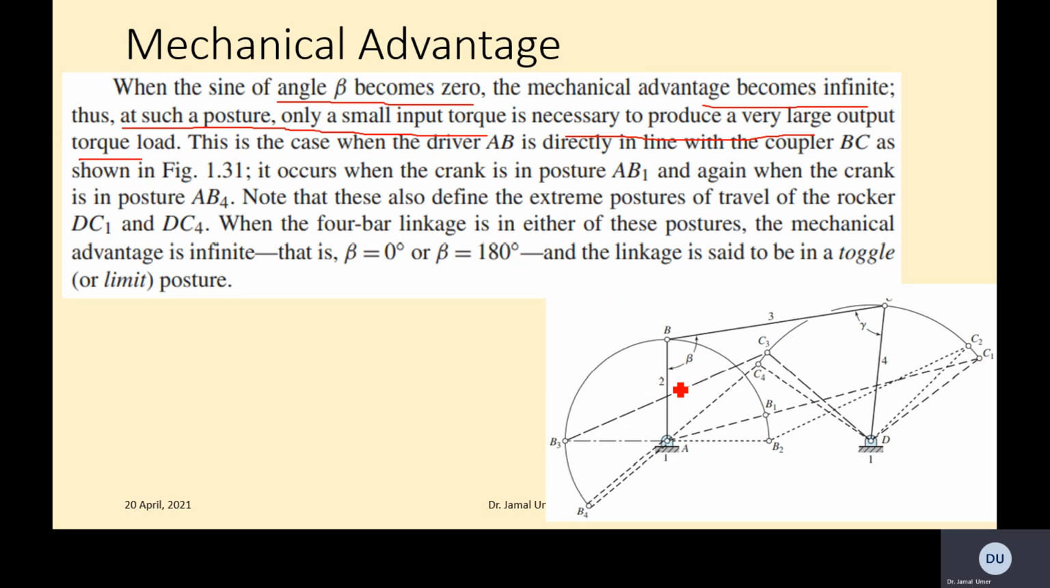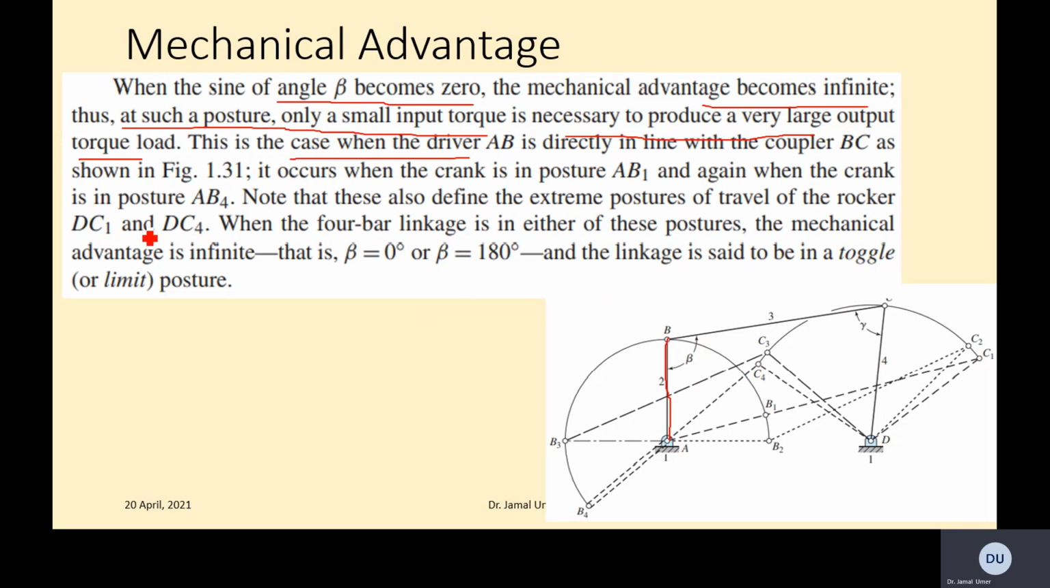This line is explaining the beta angle. What it says is, this is the case when the driver, AB, is directly in line with the coupler. So this one and this one form a line. So basically beta is 180 degrees with BC, as shown in figure 1.31.